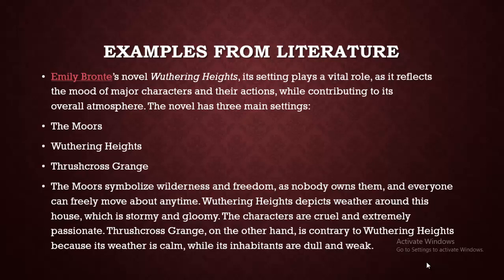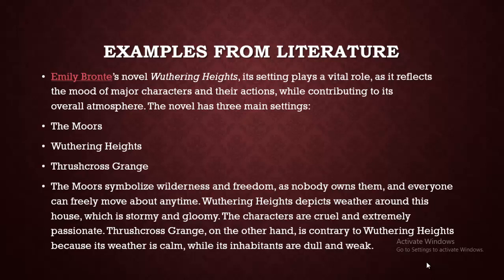And then we have Wuthering Heights, and in Wuthering Heights the weather is usually stormy, there are storms and rains, and the atmosphere is also gloomy. So the weather and the place are stormy and gloomy, and the characters who live around Wuthering Heights are also cruel and extremely passionate. So you can see that there is a link between the atmosphere, the weather of that place, and the personality of the characters. So the setting is helping in developing the atmosphere of the novel.